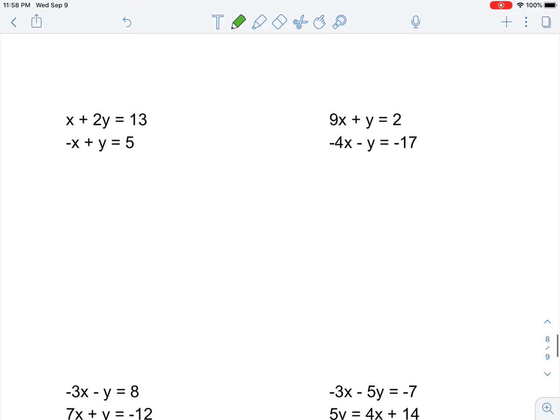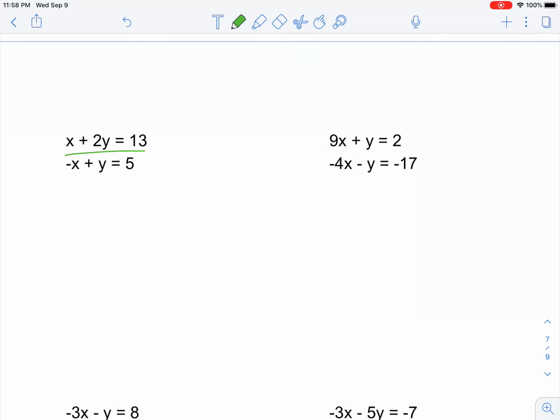Moving on. Now you have x plus 2y equals 13, and negative x plus y equals 5. So what we've got to do is add these two equations together. x plus negative x, 0. 2y plus y, 3y. 13 plus 5, 18. Divide by 3 on both sides and you get y equals 6.